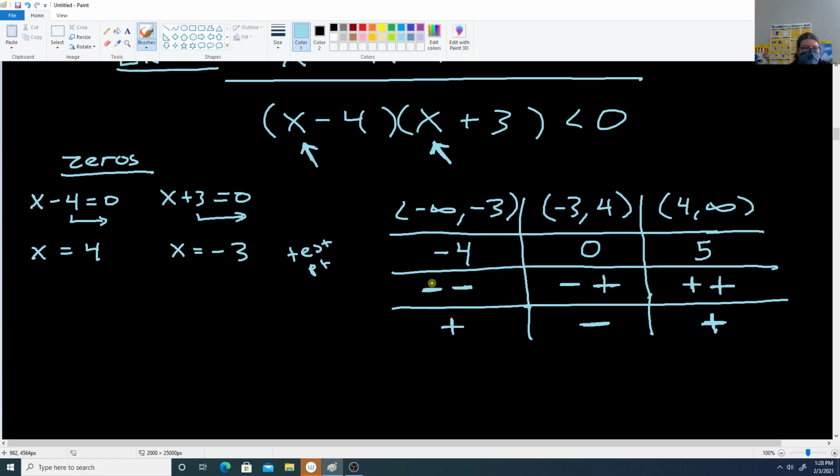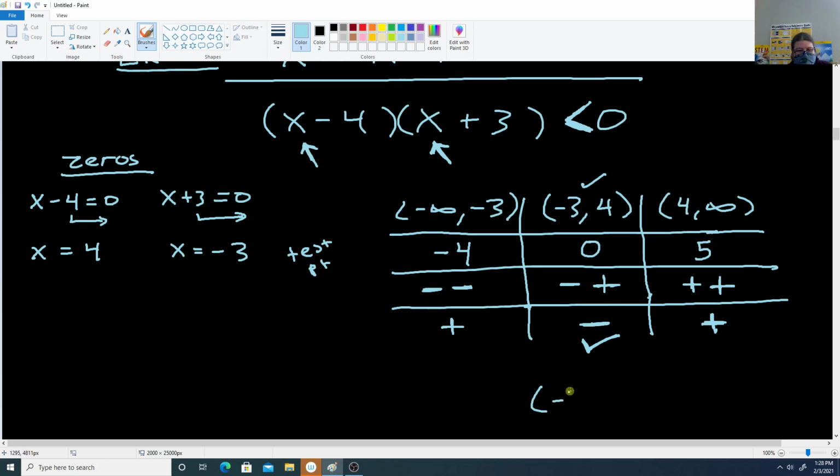So now what we need to do is see which region we want to keep. I want to keep where this thing is less than 0. So what type of numbers are less than 0? Well, negatives are less than 0. So I want to keep this interval here that has the solutions being negative down there.